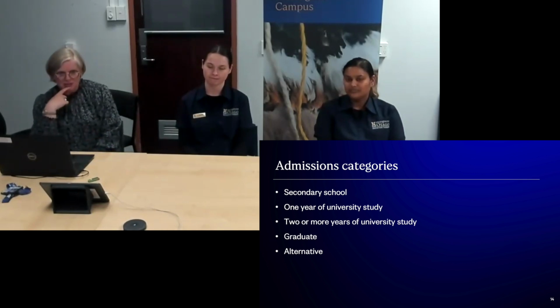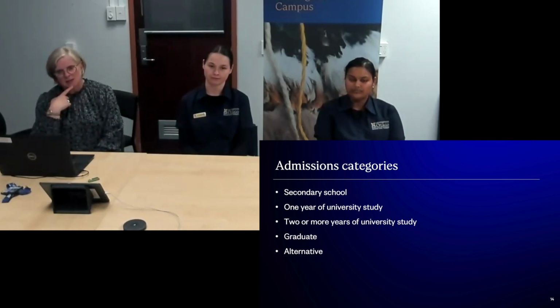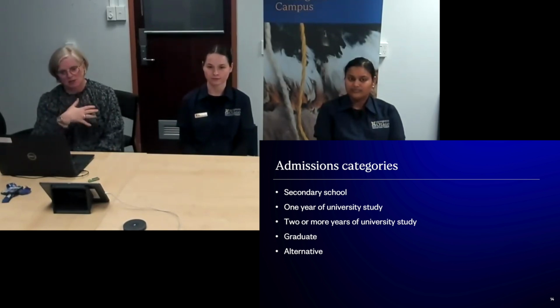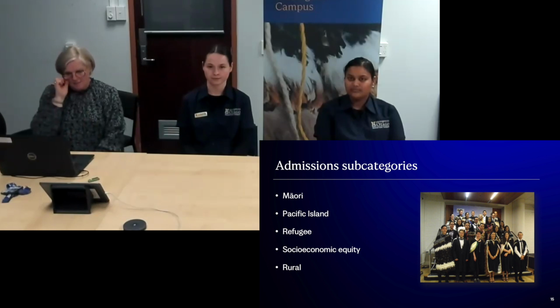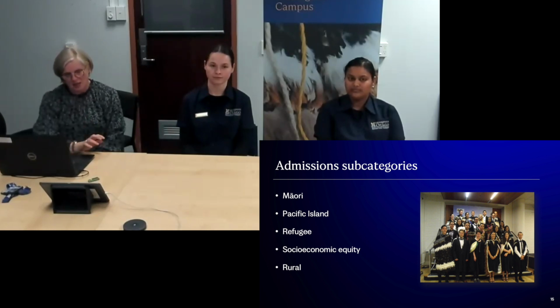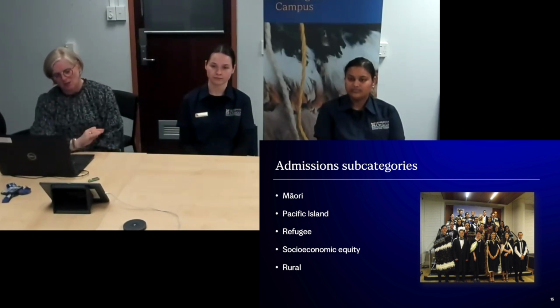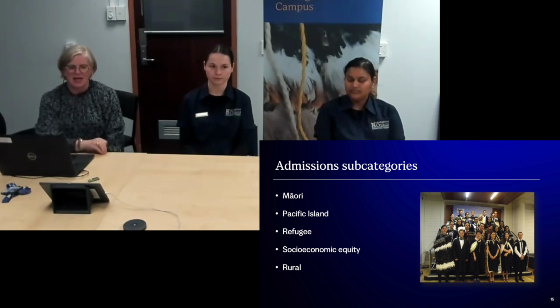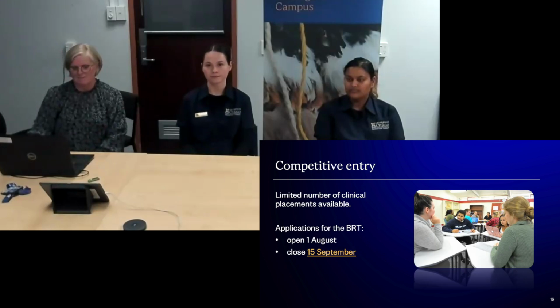There are a number of admission categories. Secondary school, 1 year university, 2 years university, graduate and alternative. We also have admission subcategories, so Māori, Pacific Island, refugee, socioeconomic equity. And if you think these are categories that might apply to you, I recommend you look for further information on our website. And I will often refer you back to our website. It's a wealth of information there, and everything you're going to need to know will be there.